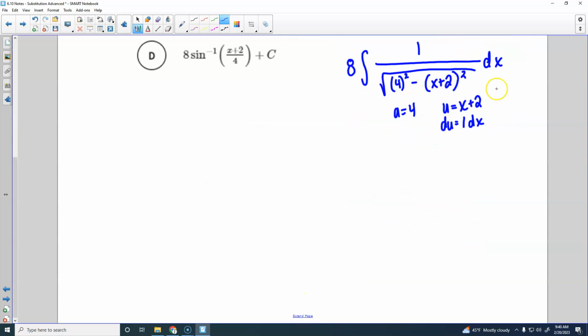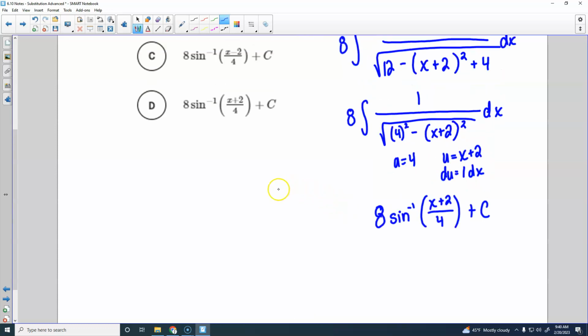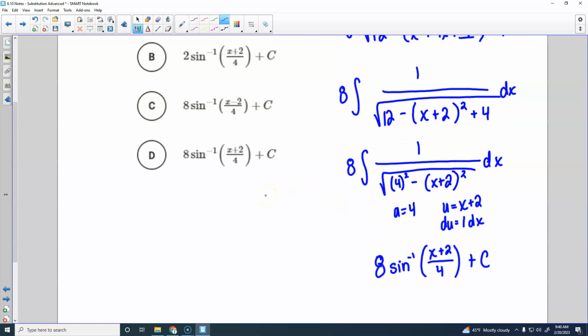So our rule tells us that our 8 is going to stay out front. We'll have sine inverse of u, which is x plus 2, over a, which is 4, and we'll have a plus c on the end. And that is answer choice D.